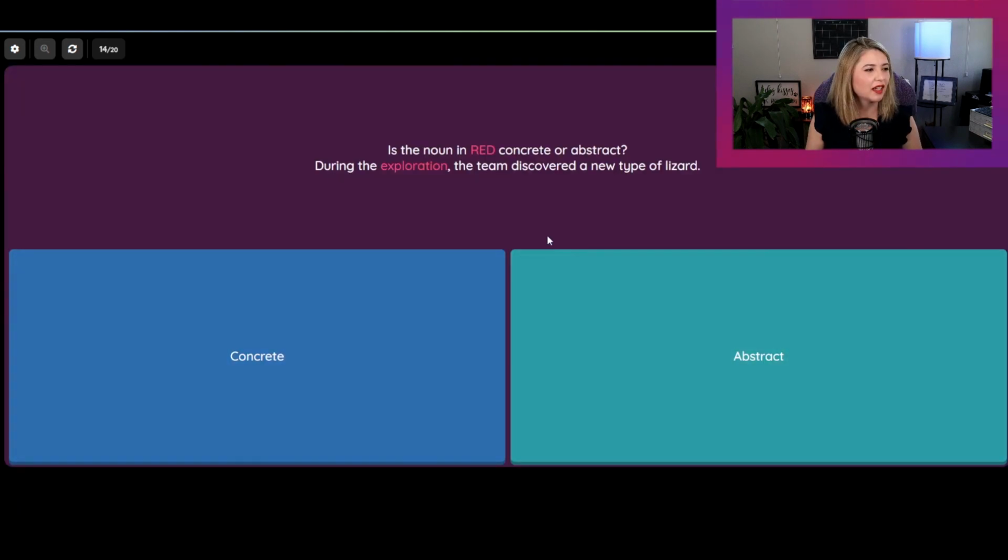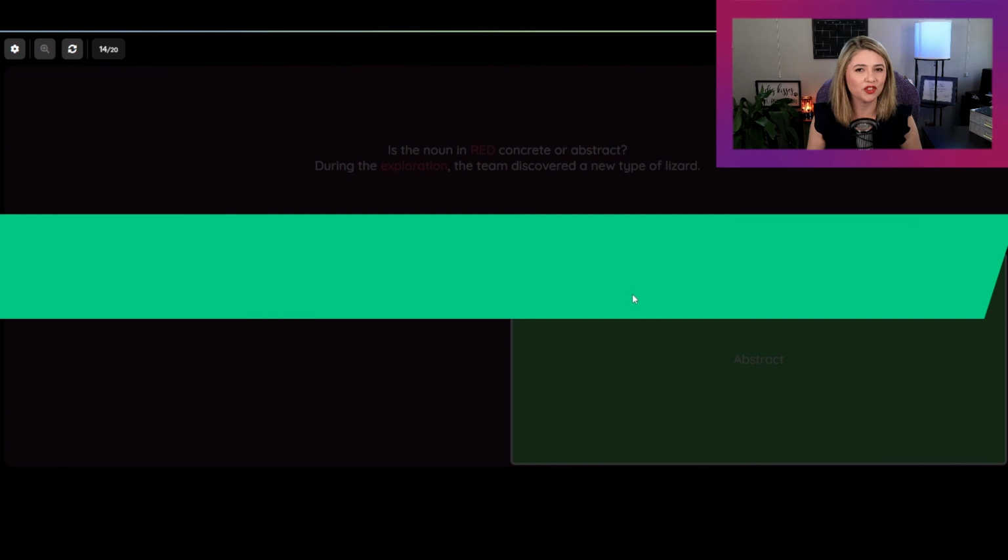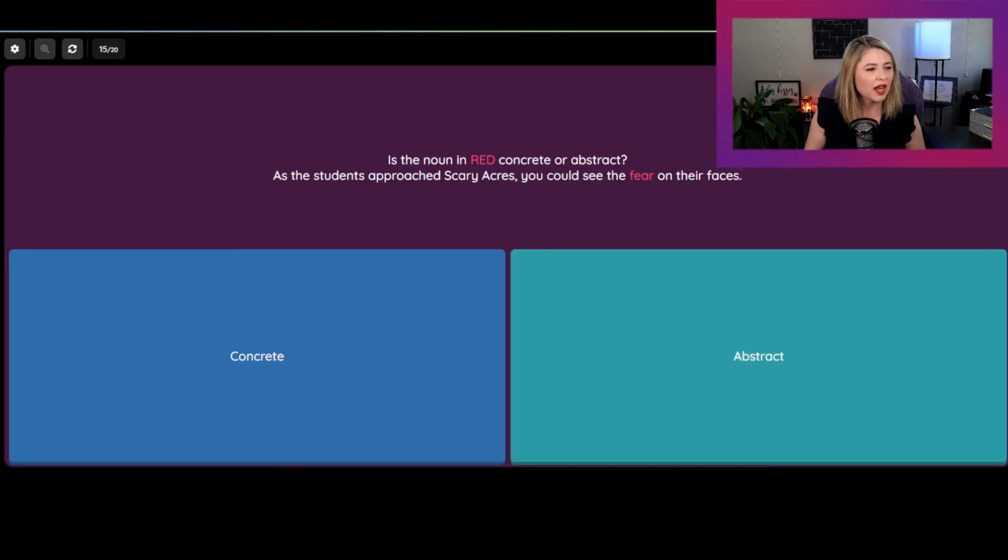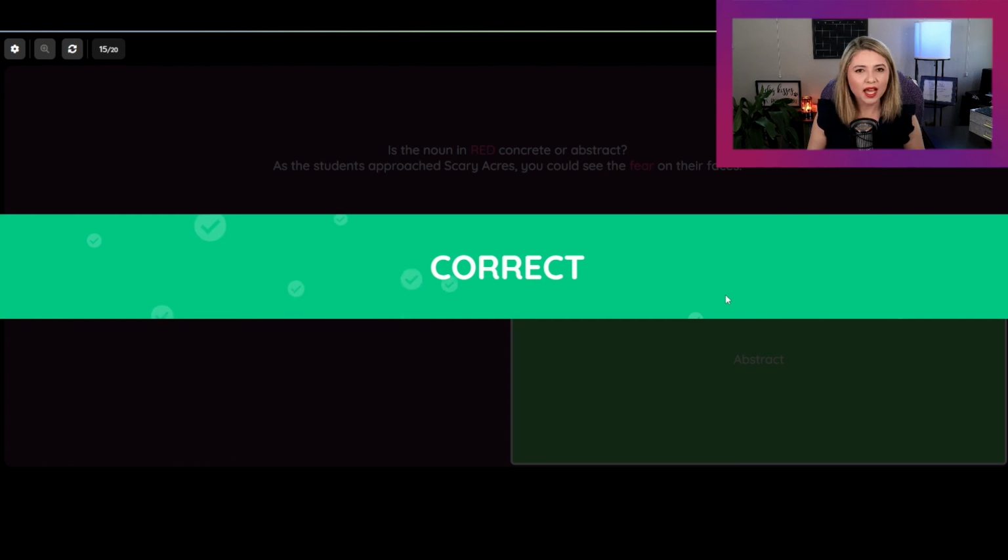Is the noun in red concrete or abstract? During the exploration, the team discovered a new type of lizard. Exploration. Can you touch exploration or no? No, I cannot touch exploration. It's an abstract noun. Is the noun in red concrete or abstract? As the students approached Scary Acres, you could see the fear on their faces. The word fear is a noun, but is it concrete or abstract? Can you touch fear? No. You can feel fear. You cannot touch it. So it's abstract.